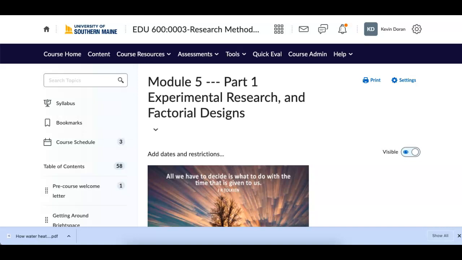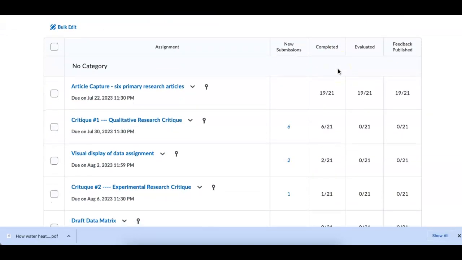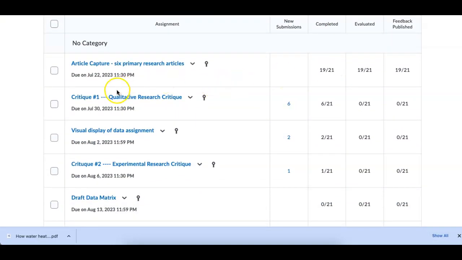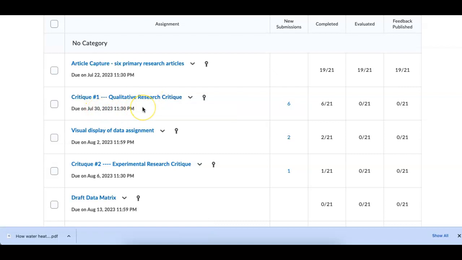What we also have coming up, and let me just shift gears here for a second, and then I'll get into the week 5 materials. So we have the article captures. Everybody has done that. You should have gotten comments back on those. Qualitative critique is due on Sunday night at midnight. And once again, I've said it before, if you need a little extra time, please let me know.